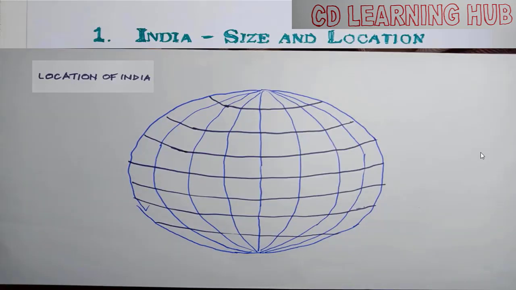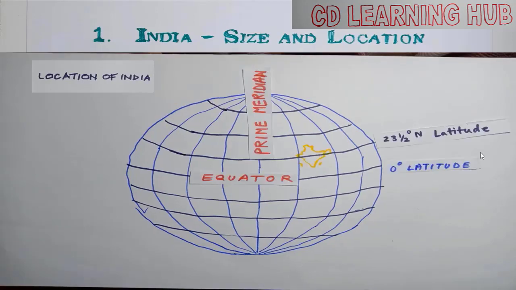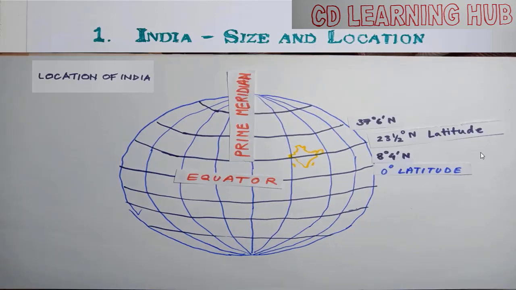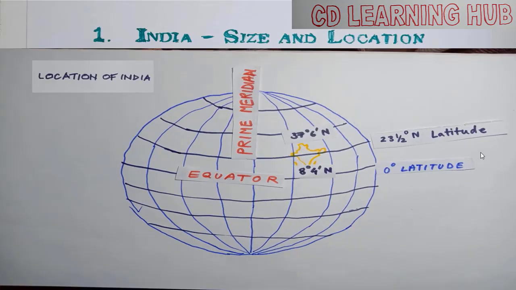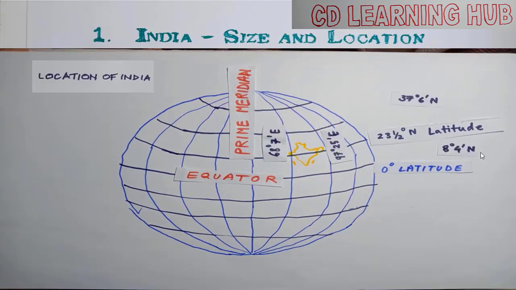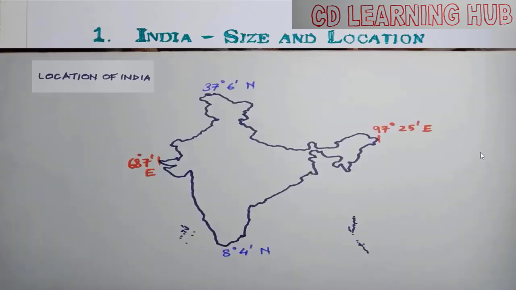So after plotting the latitudes and longitudes, we can locate India. So India lies between 8° 4' north and 37° 6' north latitude and 68° 7' east and 97° 25' east longitude. In this way, we have located India with the help of latitudes and longitudes.